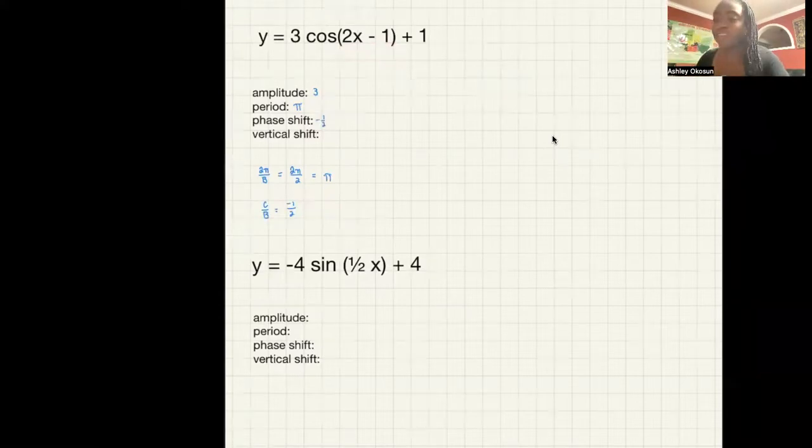And then vertical shift, nice, easy peasy. You can plug it straight out, which would be our D, which is usually a constant after here. So our vertical shift would be 1. So if we were to draw this out, it would be 3 units tall, 1 unit up from the parent function, 1 unit to the right, and then yeah.